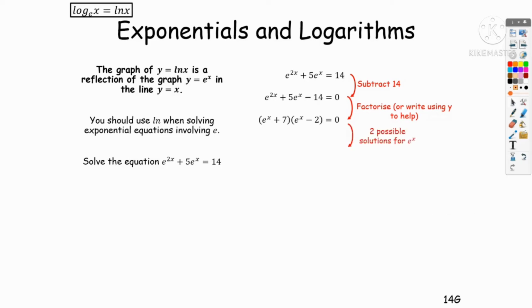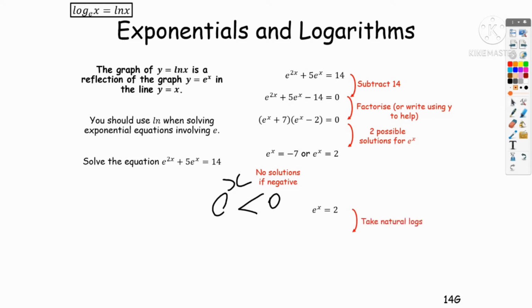So we get e to the x plus 7 times e to the x minus 2 equals 0. We've got double brackets. There are two possible solutions for e to the x. We've got e to the x equals minus 7 or e to the x equals 2. No solutions if e to the x is less than 0, so no solutions. So the only solution we've got is e to the x equals 2. We'll take natural logs, and we get x equals ln of 2.